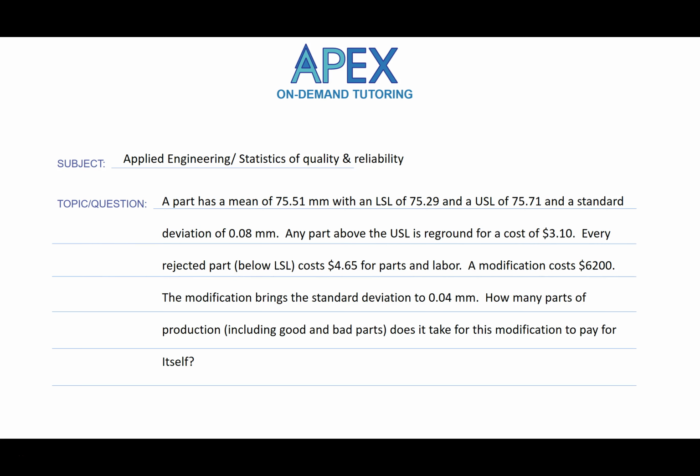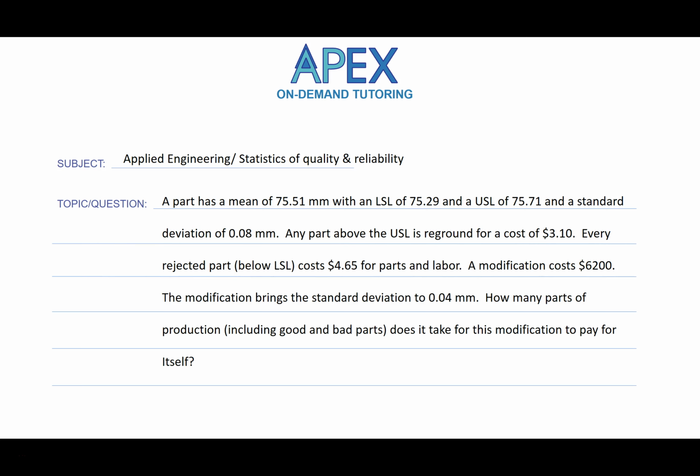He asked us this question about the statistics of quality and reliability about a machine part. And this part has a mean of 75.51 millimeters with an LSL of 75.29 and a USL of 75.71 and a standard deviation of 0.08 millimeters. Any part above the USL is reground for a cost of $3.10, and every rejected part below the LSL costs $4.65 for parts and labor.